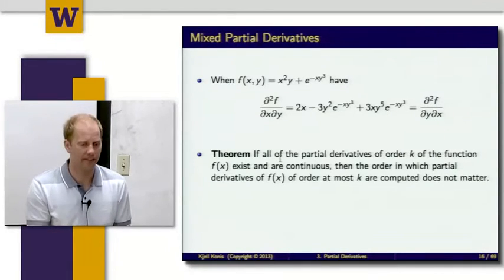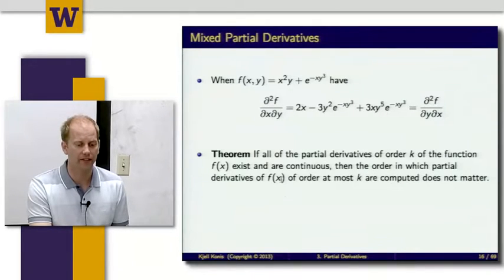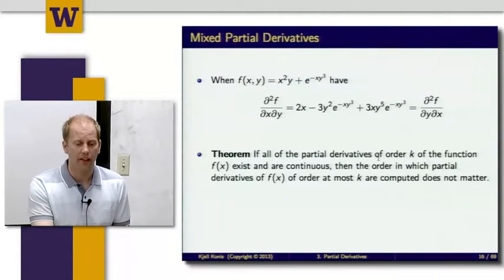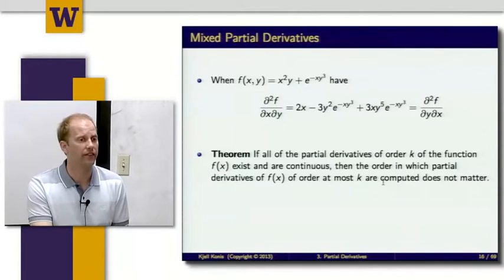I'm just going to give the statement of the theorem. So if all of the partial derivatives of order k, so order k means how many times I've taken a derivative. So if I take the second partial derivative, that's a derivative of order 2. Of the function f of x exist and are continuous, then the order in which the partial derivatives of f of x of order at most k, so as long as I don't try to go beyond k, then the order that I do those derivatives doesn't matter. I'm going to get the same mixed partial.